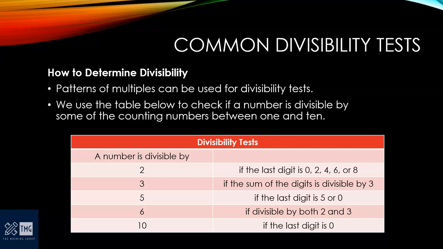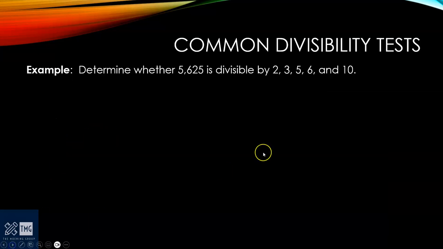A number is divisible by 6 if it is divisible by both 2 and 3. That hopefully makes sense because 2 times 3 is 6. So if a number is both divisible by 2 and 3, then it's automatically also divisible by 6. And a number is divisible by 10 if the last digit is 0. Let's look at an example.